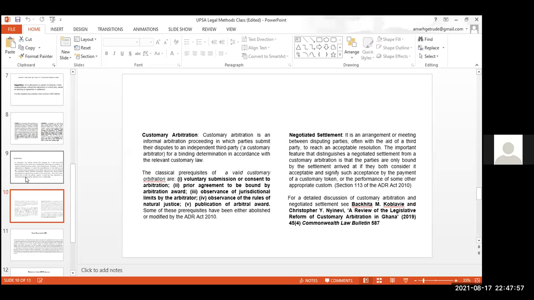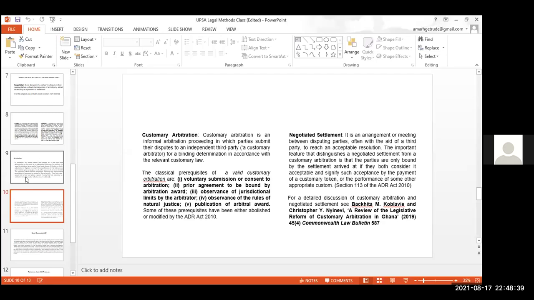Now, normally the focus of the discussion in this area is always on the things that must be present for us to say that there has been a valid customary arbitration. So the point we are simply making is that in order for us to say that there has been a valid customary arbitration, there are certain elements that must be present. And I'm sure we are all aware of these elements as they were listed in the case of Budu and Caesar by Oloenuje. Anytime we hear of customary arbitration, one of the first authorities that comes to mind is the decision of the dicta of Oloenuje in Budu and Caesar.